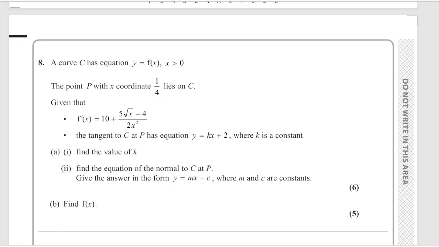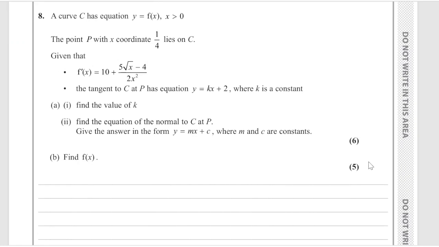Okay, students, let us solve this question number 8. Curve C has an equation y is equal to f of x for which x is greater than 0. The point P with x coordinate 1 by 4 lies on C. So the point P has an x coordinate of 1 by 4. We don't know the y coordinate, so I just leave it as y. And given that f dash of x, that is the first derivative of the function, is equal to (10 plus 5 root x minus 4) divided by 2x square. The tangent to C at P has an equation y is equal to kx plus 2.